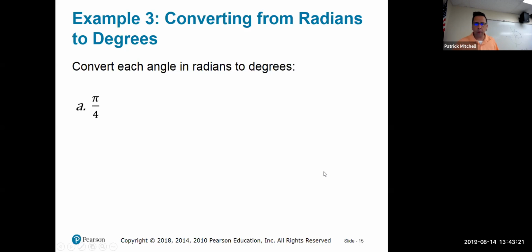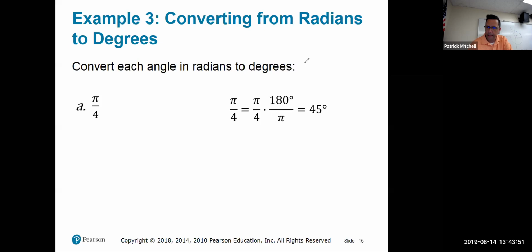All right, so now we get into converting radians to degrees. So the way that you will know whether to use pi over 180 degrees or 180 degrees over pi is that radian measures do not have a degree symbol in them, and the answer that you're trying to get does have a degree symbol. So that's why we have to use 180 degrees over pi, because that brings in the degree symbol.